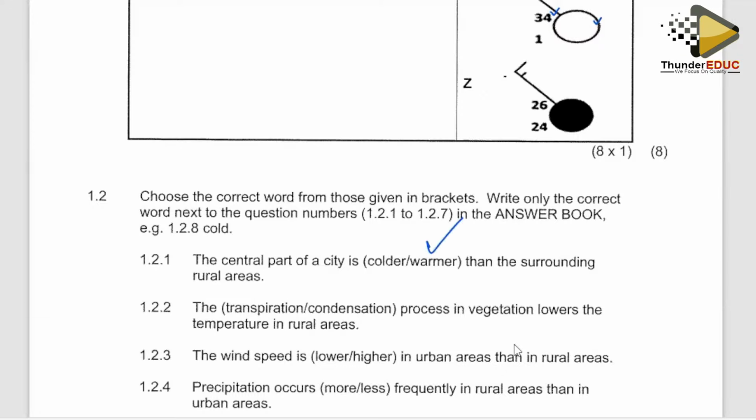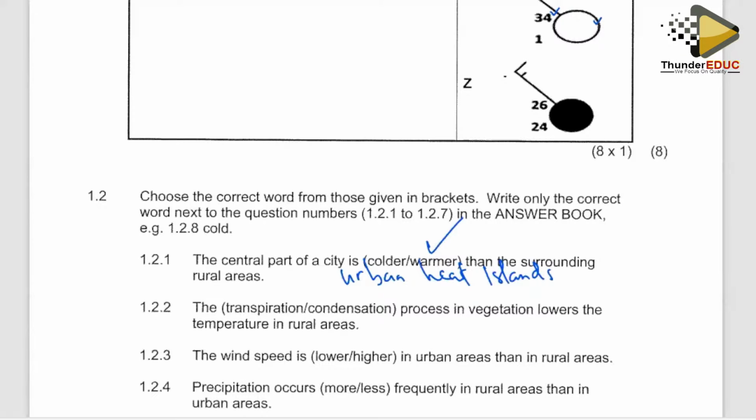Is warmer for the fact that we have what you call the urban heat islands. We have urban areas having higher temperatures compared to the surrounding rural areas or the surrounding farmlands. Right, that is an urban heat island, so the temperatures are warmer. They are warmer than the surrounding rural areas.